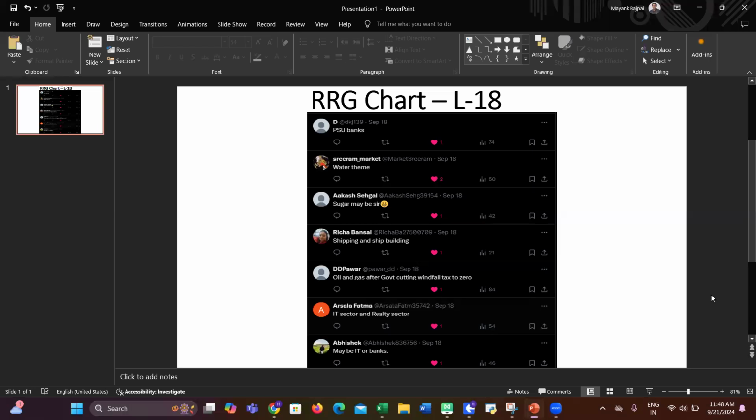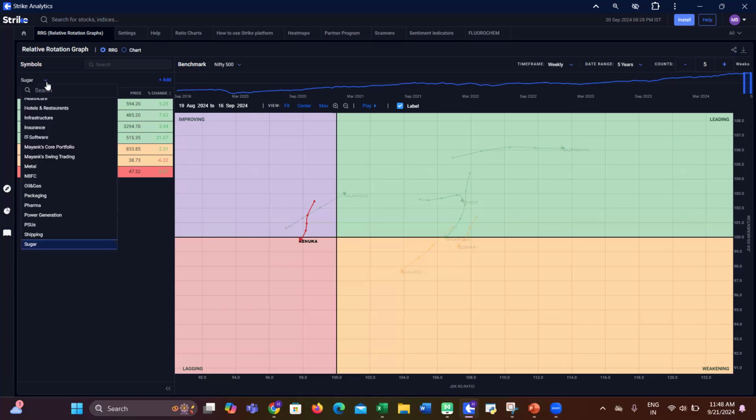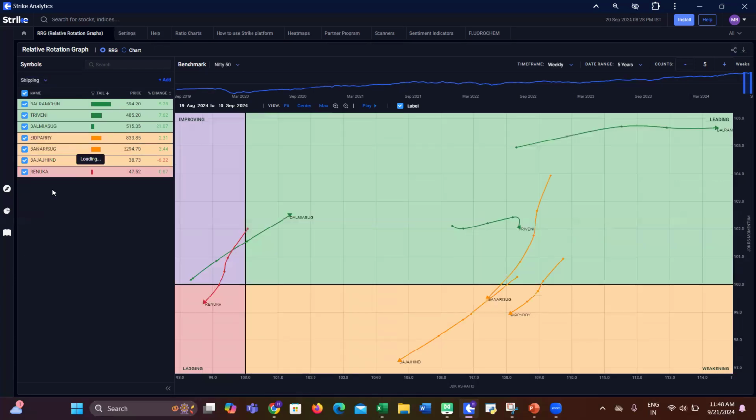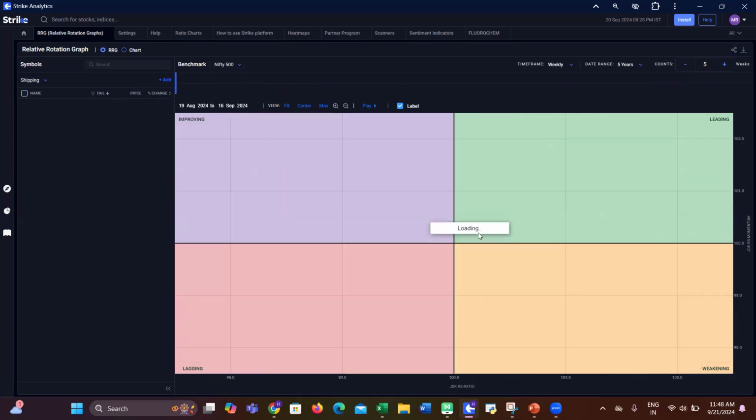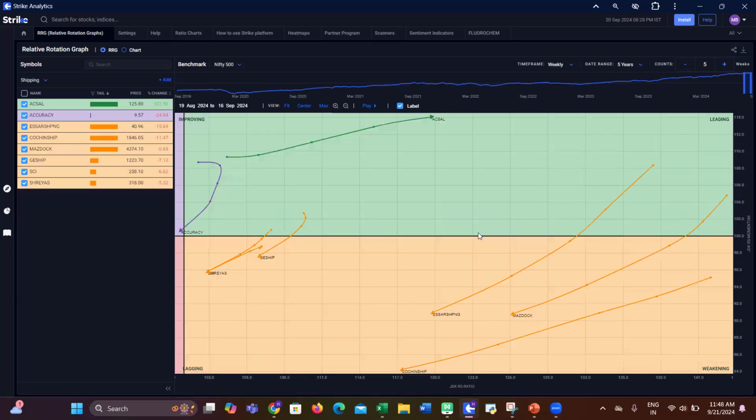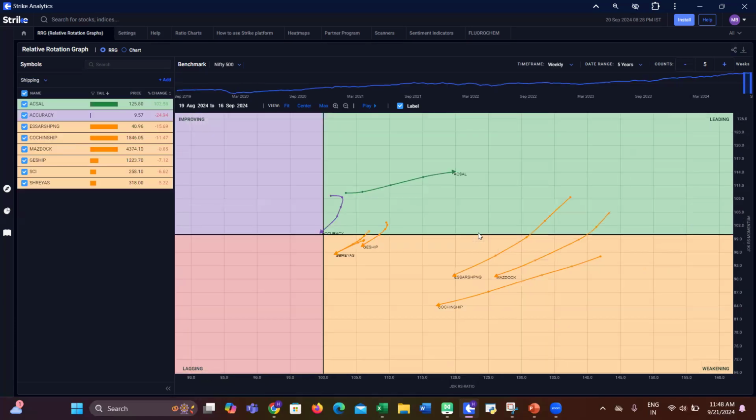Shipping and shipbuilding. Okay, let's look at shipping and shipbuilding. So let's go back. I just added it into shipping. So let's go to Nifty 500. All right. So other than Arvind and company shipping agencies, everything is getting into weakening.